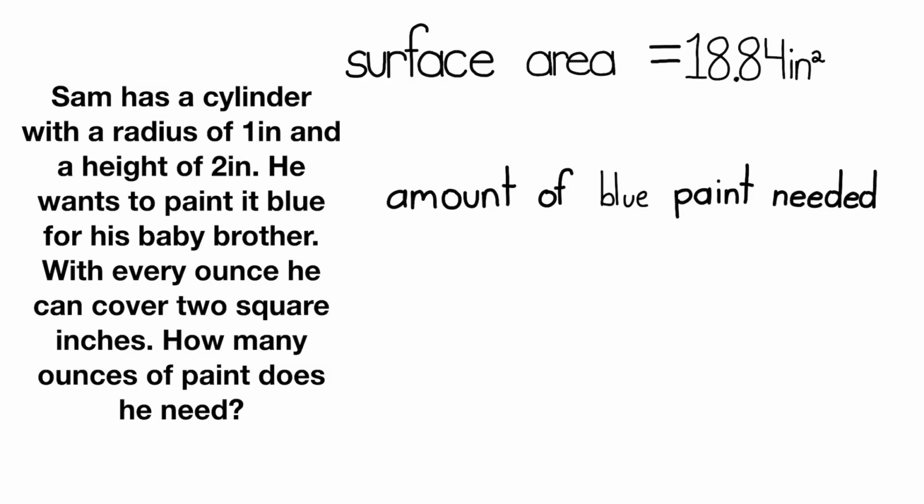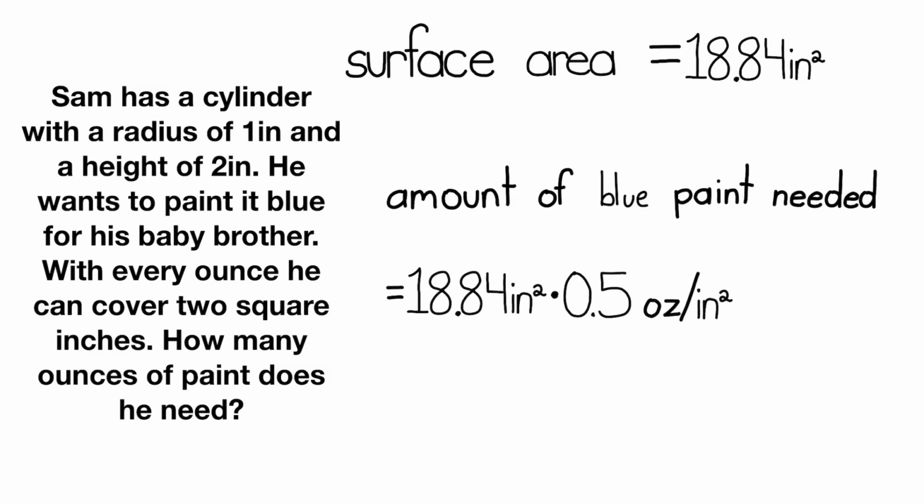And since for every 2 square inches he uses 1 ounce, or for every 1 inch square he uses 0.5 ounces, what we're going to do is multiply by 0.5 ounces over inches square. And that would look like this: 18.84 inches square times 0.5 ounces over inches square.